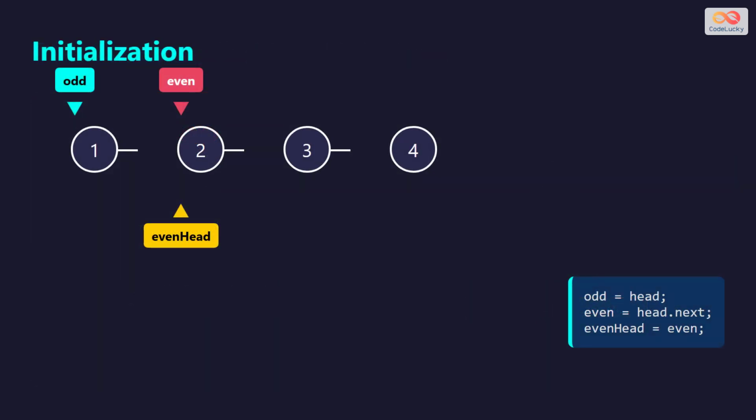Let's set up our pointers. We define a pointer named odd starting at the head of the list. We define a pointer named even starting at the second node. We also need to save the starting position of the even list, which we call even head, because we will need it later to reconnect the two parts.